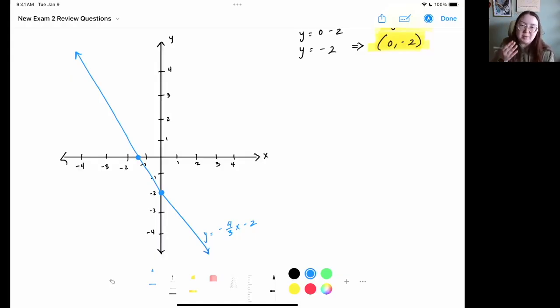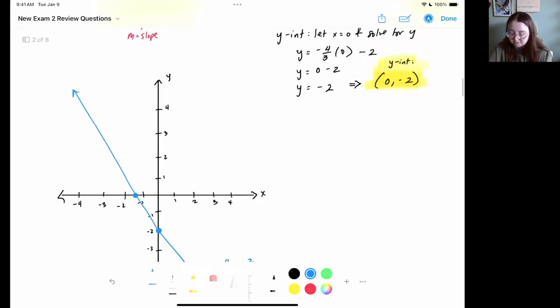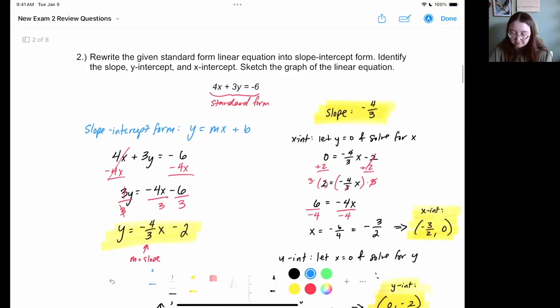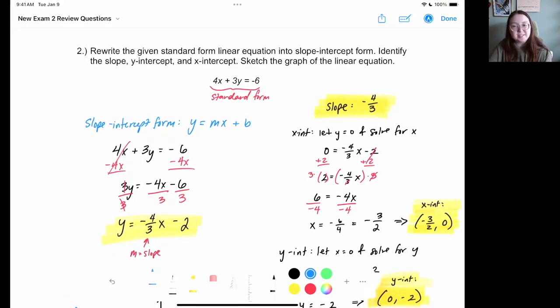So that's probably the easiest way to draw a line, when you find your 2 intercepts. You just draw a straight line through your 2 intercepts. That's the easiest way to draw a line. You only need 2 points in order to do it. So, all right, that was question 2. So let's go ahead and go back to our questions.